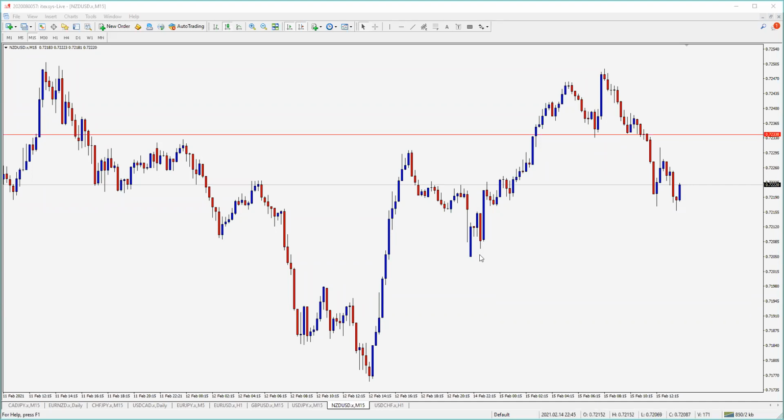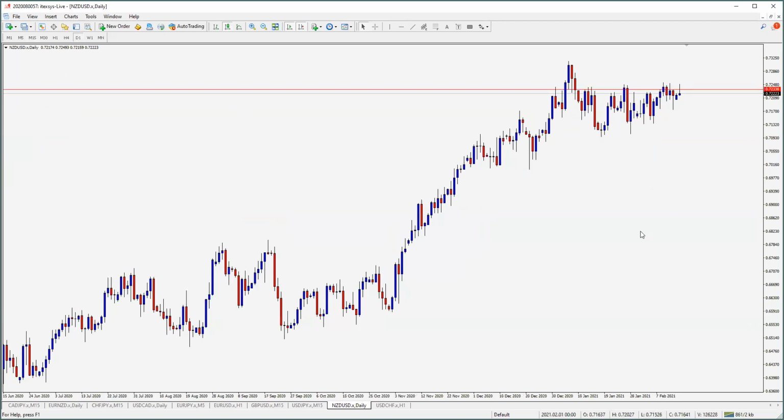So let's start. Let's start with the Kiwi against the dollar, since we already have it on the chart. So let's give it a shot. I'll start with the higher time frame, and then we can roll down to the lower time frames. I'm not sure that we will find anything new on the higher time frame. I think we discussed the Kiwi against the dollar, the New Zealand against the dollar, last time and the time before also.